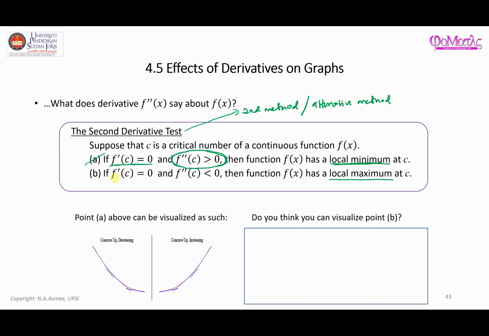Similarly, if you manage to find C, and you substitute C into the first derivative and it equals 0, and the next step is you substitute C into the second derivative and the answer is less than 0, therefore that function has a local maximum at C. So this is the alternative method, and you can use it as well if you don't want to use the first derivative test.